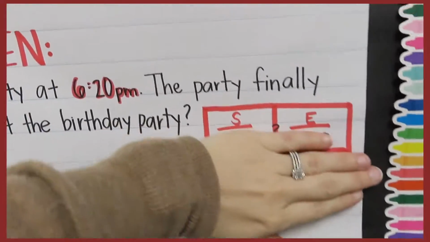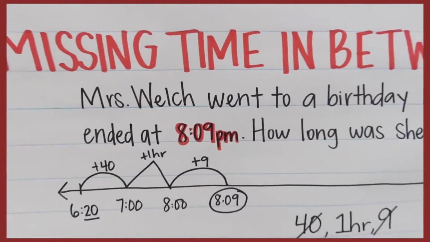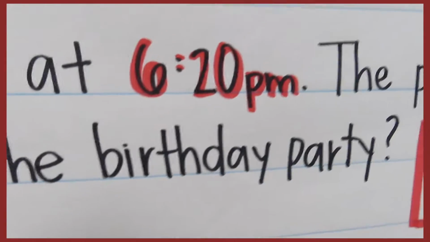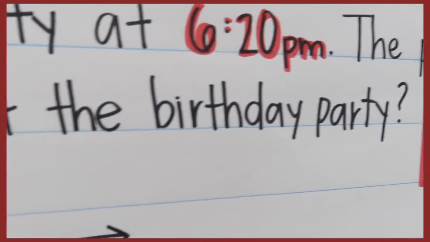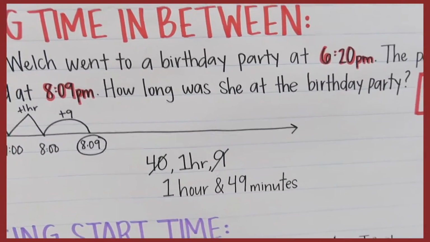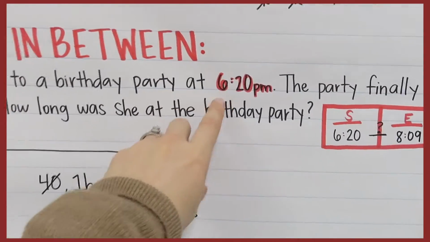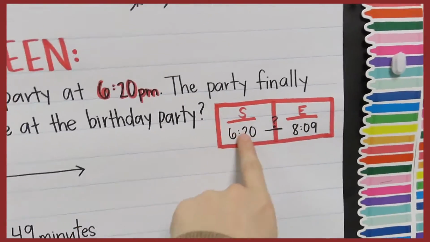The kids start out with their S and their E, and then I always have them read the problem first. So, Miss Welch went to a birthday party at 6:20 p.m. The party finally ended at 8:09 p.m. How long was she at the birthday party? So, what do you know for sure? A lot of them would say, well, we know for sure she went to the birthday party at 6:20. So if she went there at 6:20, would that be her start time or her end time? And they would say start time.